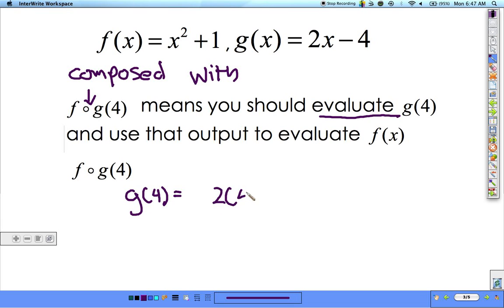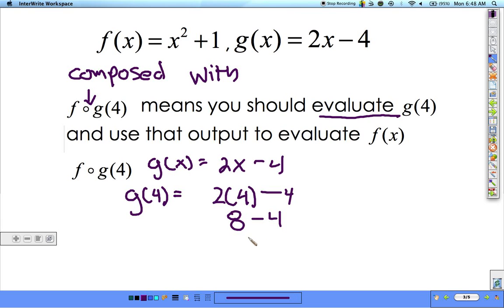So to evaluate f of g of 4, we're going to first find g of 4, which is, of course, 2 times 4 minus 4. I'm replacing the x value from g of x. Let's see, g of x is 2x minus 4 with whatever was in the parentheses next to g. All right, so when I evaluate, 2 times 4 is 8, minus 4 is 4. Therefore, when x is 4, the value of the function is also 4.